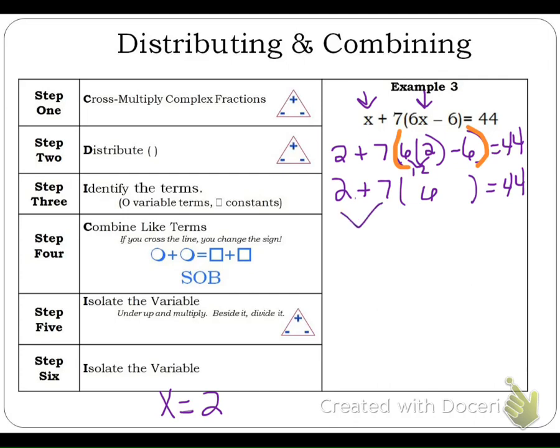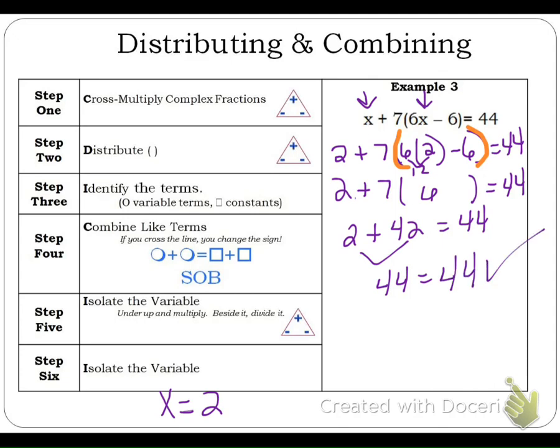Do not do this. That 2 plus 7, 9 like that. Why not? It looks like you should, but it shouldn't because there's the multiplication. You have to multiply before you add. So you just copy down 2 plus 7 times 6 is 42 equals 44. 2 plus 42 is 44. Yay, 44 does equal 44. So we just proved that our solution is 2.